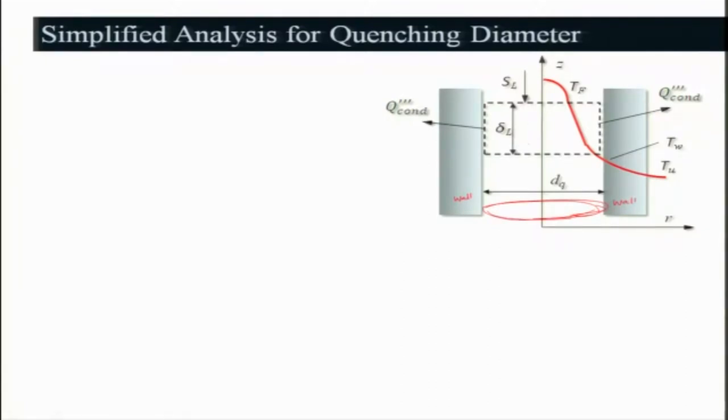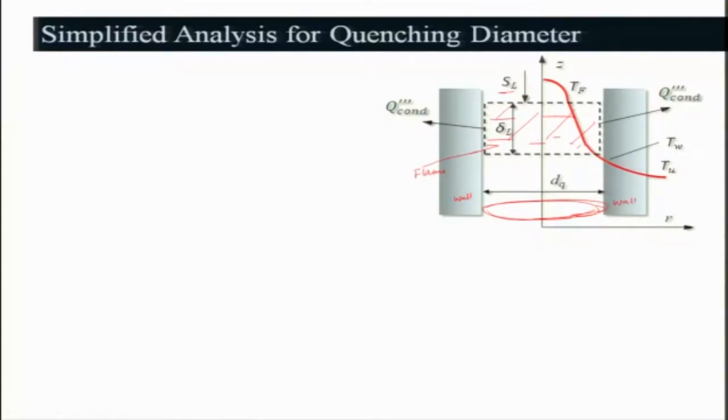And this is my flame, having a thickness of delta L, which is moving at the laminar burning velocity SL. That means the burning velocity for a particular mixture. Keep in mind that we are assuming it to be one dimensional. In a real situation it need not be. So, here we are assuming one dimensional.